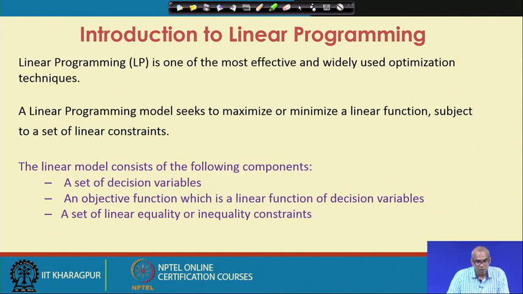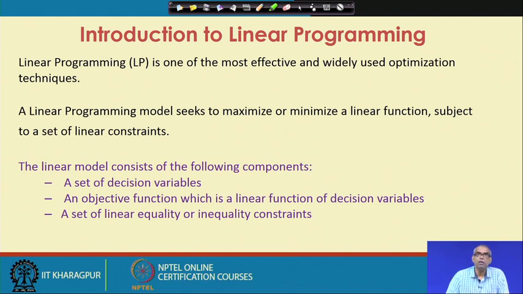Linear programming is one of the most effective and widely used optimization techniques. A linear programming model seeks to maximize or minimize a linear function subject to a set of linear constraints. The linear programming model or linear programming problem consists of the following components. Number 1, a set of decision variables, an objective function which is a linear function of decision variables, and a set of linear equality or inequality constraints.